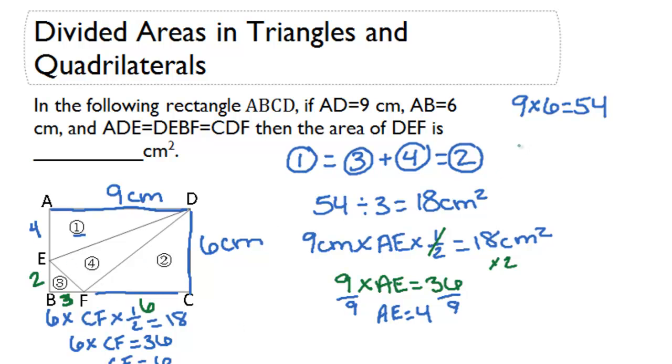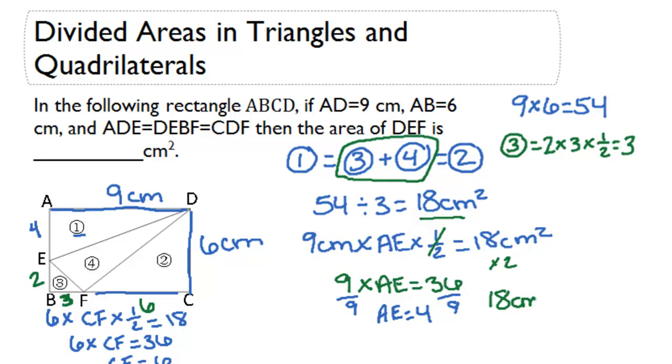Now, if we know that the dimensions of triangle 3 are equal to 2 times 3 times 1/2, because it's a triangle, we know that that's going to equal 3. So triangle 3 has an area of 3 centimeters squared. Finally, we know that 3 plus 4 have an area of 18 centimeters squared. 18 centimeters squared minus 3 centimeters squared is equal to 15 centimeters squared. So the area of DEF is 15 centimeters squared.